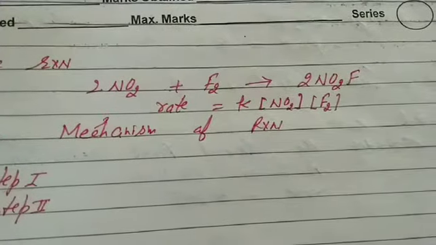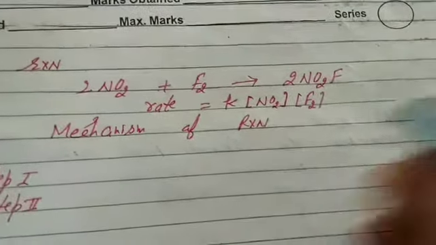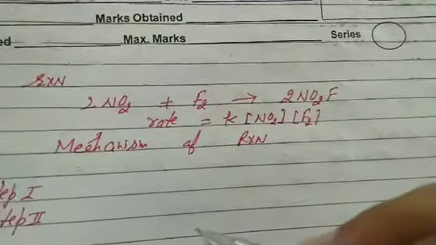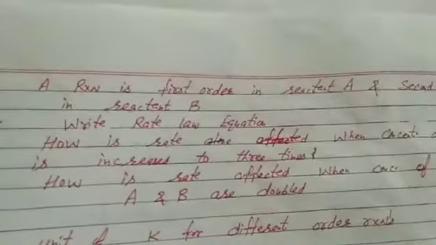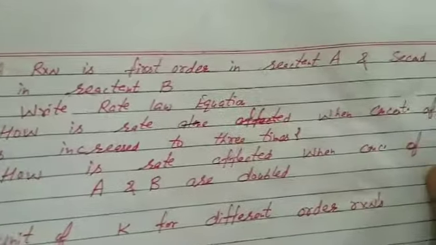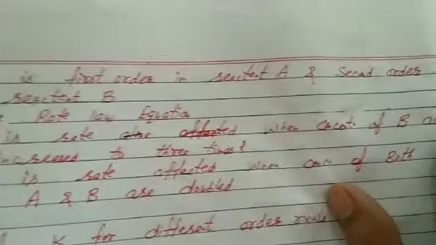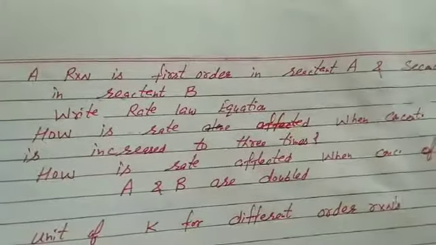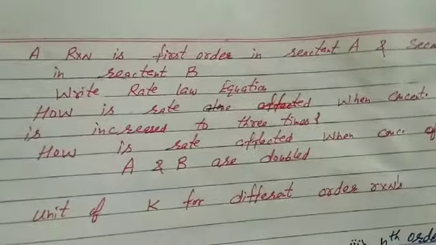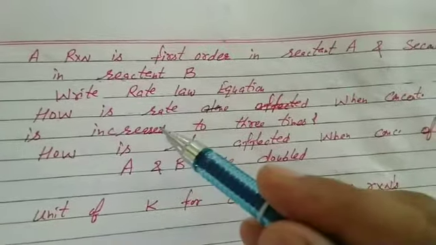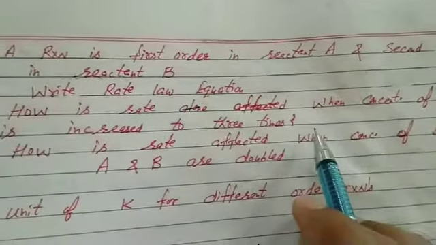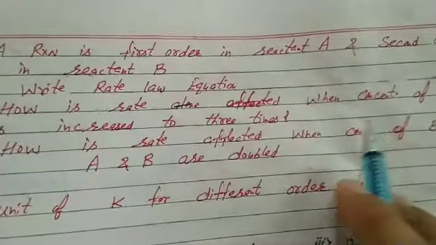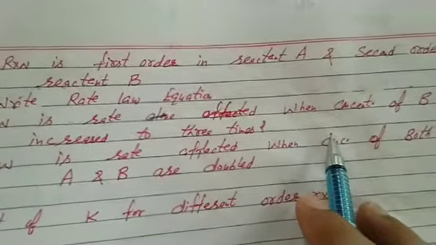Hello students, today in this session we will discuss mechanism of reactions, that is how complex reactions proceed. Before doing this, to test your knowledge, there's a question related to my previous video. A reaction is first order in reactant A and second order in reactant B. The demand of the question is: first write the rate law equation, then how is rate affected when concentration of B is increased to 3 times, and at last how is rate affected when concentration of both A and B are doubled.